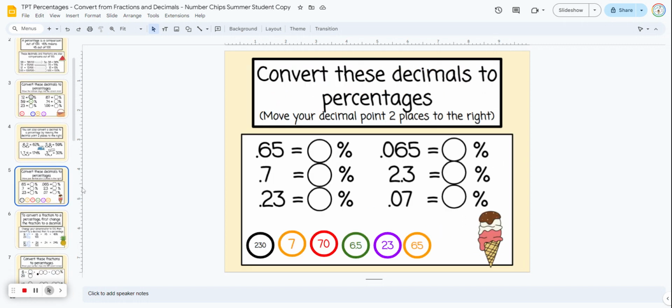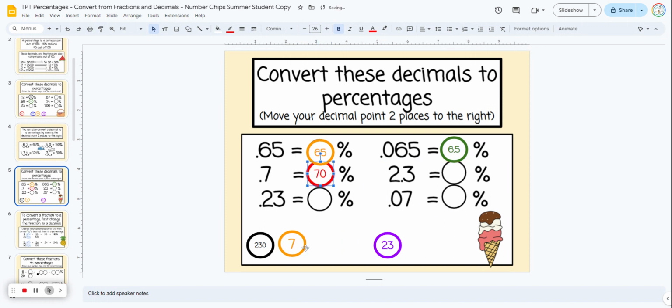So on the next slide, students have to be a little bit careful with these. This one would be 65%. And this one, if they move the decimal point 2 places to the right, they get 6.5%. This one, they have to add a 0, so this is 70%. And this one would be 7%, and so on.